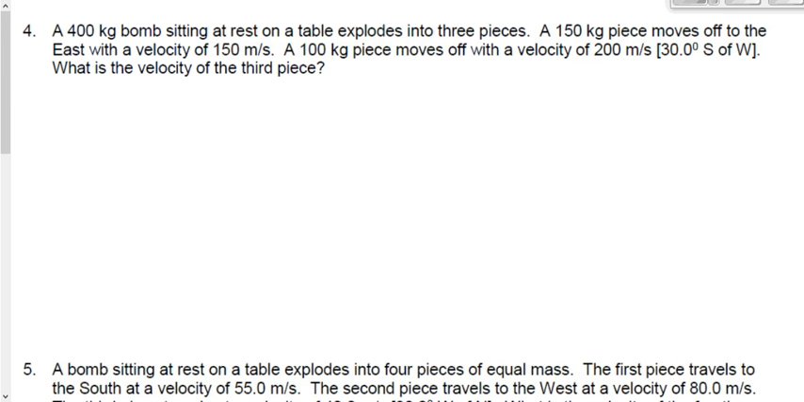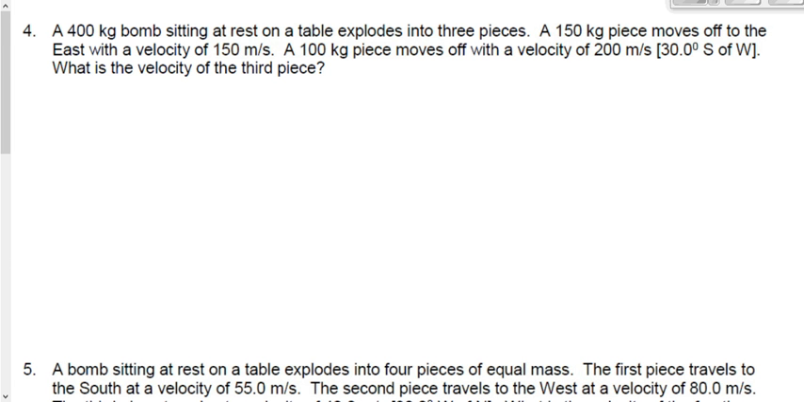Number 4 on worksheet number 4 says a 400-kilogram bomb sitting at rest on a table explodes into 3 pieces. One piece goes off east, one piece goes off south of west, and we don't know the velocity of the third piece. You guys know that what we got to do to start off these questions is draw what we call a situational diagram. A situational diagram isn't a free body diagram.